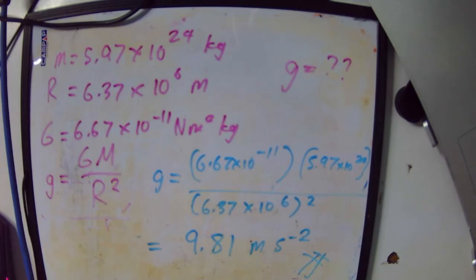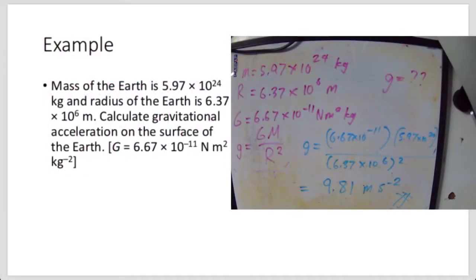So we're just using the formula to prove what we already learned in the past. This is just for us to prove that the gravitational acceleration is 9.81. So on the surface of the Earth, gravitational acceleration is 9.81. Okay, so far so good.